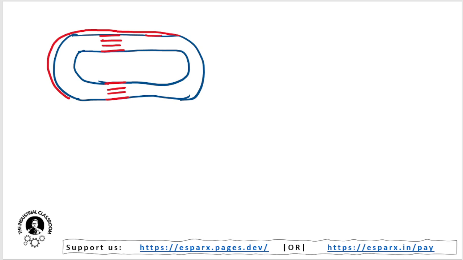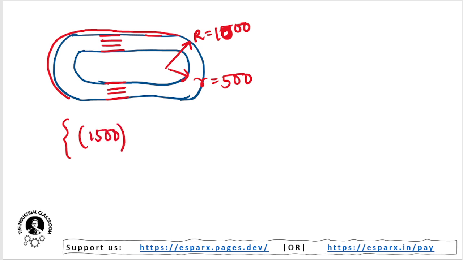Now let me consider the R. R is equal to 500 or 1500. Let me take it 1000. R is equal to 1000, and small r is equal to 500. Okay, so here my formula becomes capital R plus small r, that is 1000 plus 500, that is 1500, into number of turns. See, the total number of complete turns. So here we have 1, 2, 3, 4.